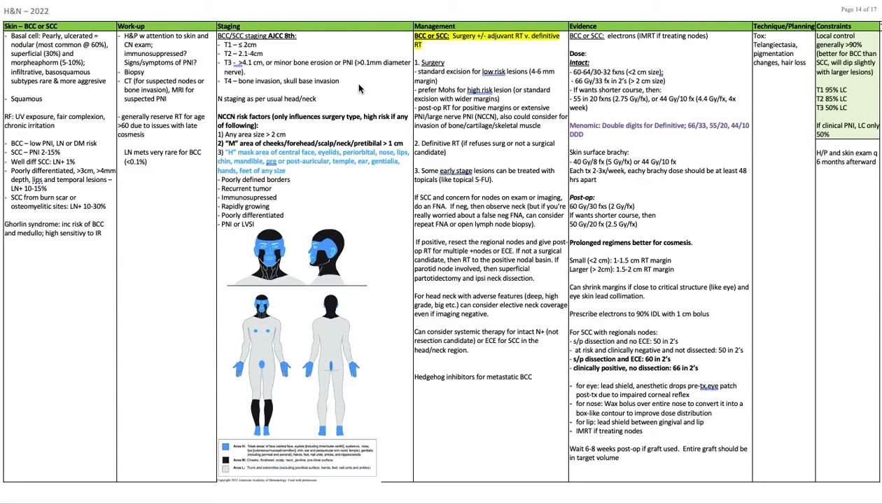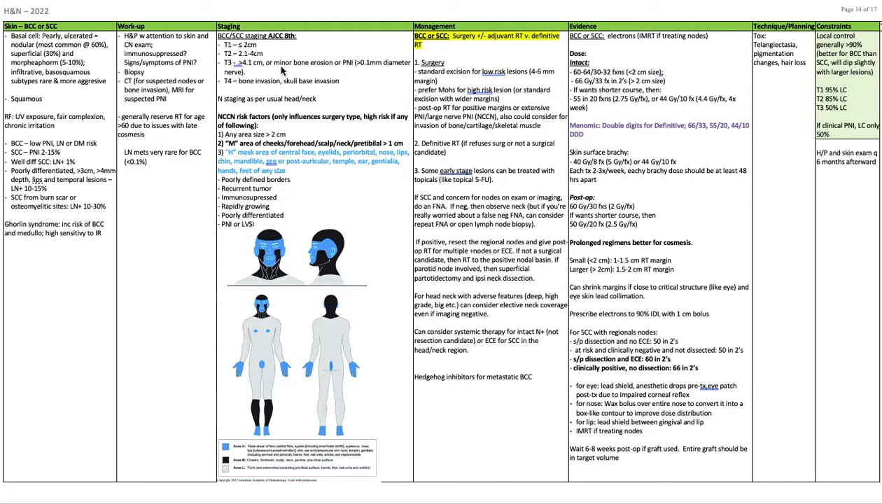Basal cell and squamous cell staging: T1 is less than or equal to 2 centimeters. T2 is 2.1 to 4 centimeters. T3 is greater than 4.1 centimeters, or minor bone erosion, or perineural invasion that's greater than 0.1 millimeter diameter nerve. T4 is bony invasion or skull base invasion.